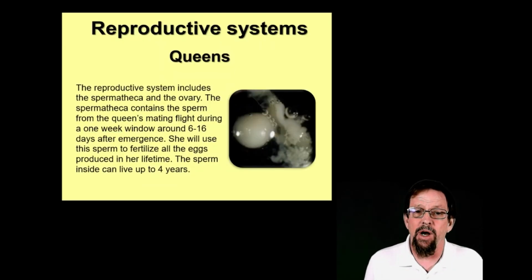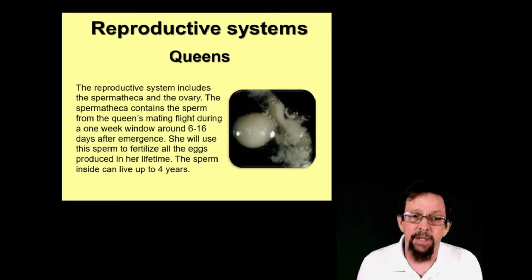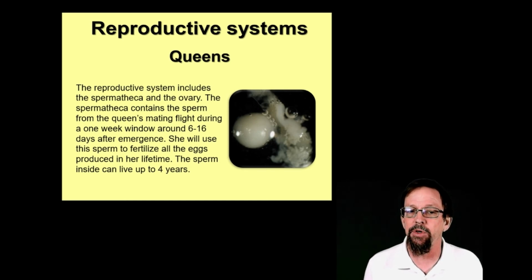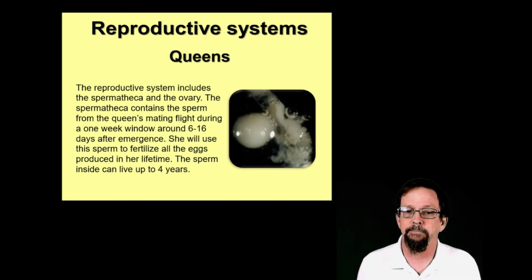So let's continue on with the reproductive systems and start with the queens. The reproductive system includes the spermatheca and the ovary. The spermatheca contains the sperm from the queen's mating flight during a 1-week window around 6 to 16 days after emergence. And again, this is a very slim window, and after she misses that window, she will not be able to actually mate. So she uses this sperm to fertilize all the eggs produced in her lifetime, and the sperm can live inside the spermatheca for up to 4 years.